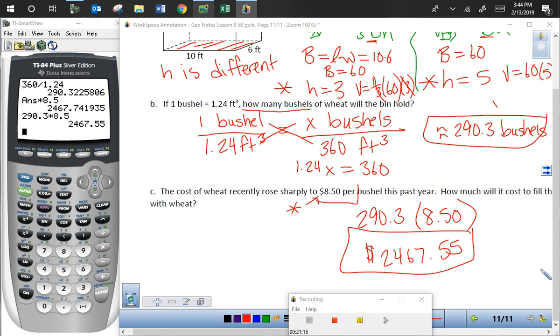So there's a word problem that deals with volume. You have a homework assignment. If you have any questions on some problems, especially those word problems, please come in to see me.